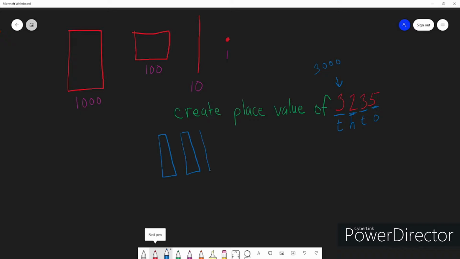Next, we take a look at the 2. And the 2's value is within the hundreds. Therefore, we know it's 200. And we will need 2 boxes that equal 200. Second to last, we have our 3 in the tens spot location or place. And that represents 30. So we're going to need 3 sticks.